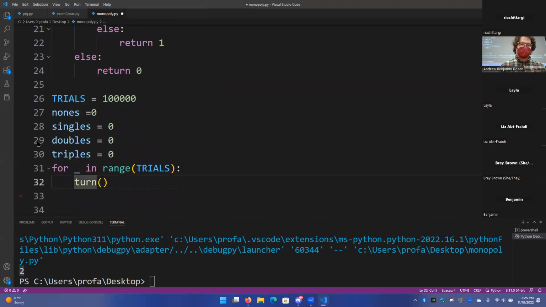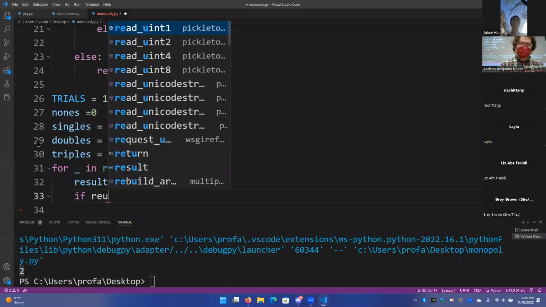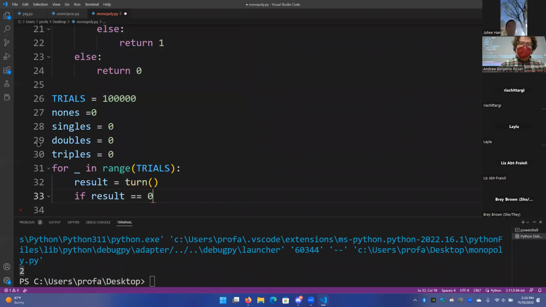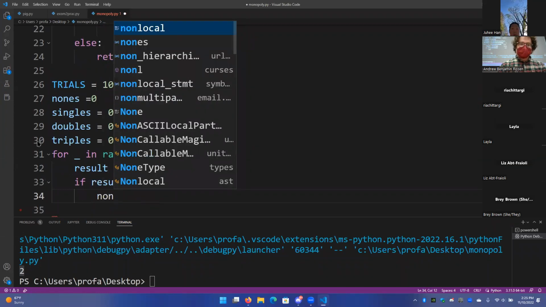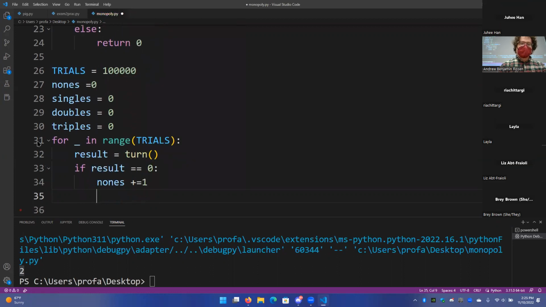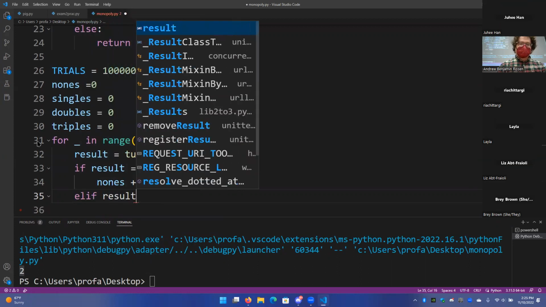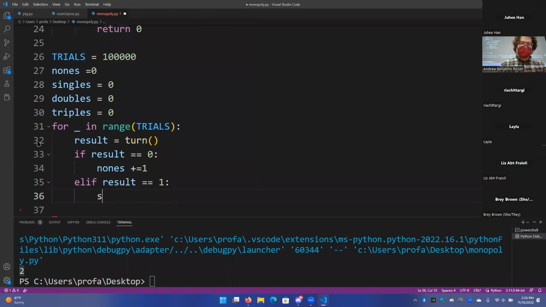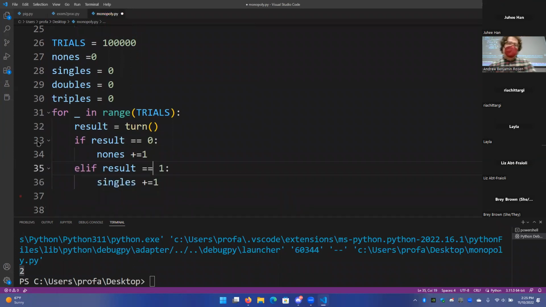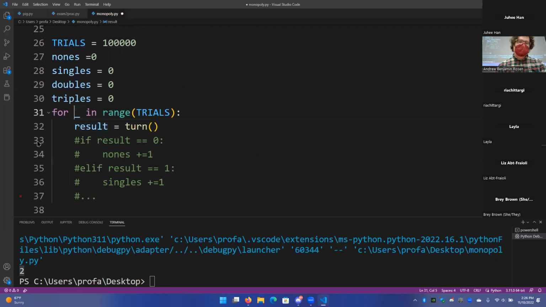So we would say something like this: result is how many pairs there were, and then if result equals 0, nones plus equals 1, if result equals 1, singles plus equals 1, you get the idea, right? If we do dictionaries, on the other hand, we can make this a lot more condensed.